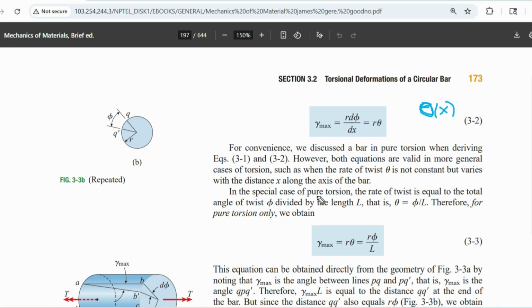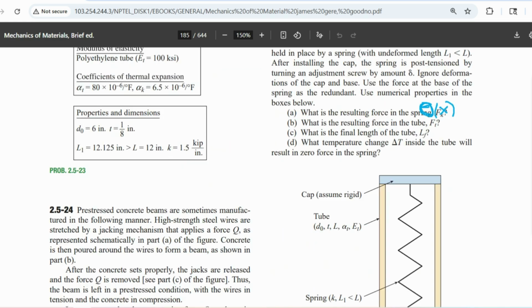In the special case of pure torsion, the rate of twist is equal to the total angle of twist divided by the length. And so that's what we spent our time talking about.